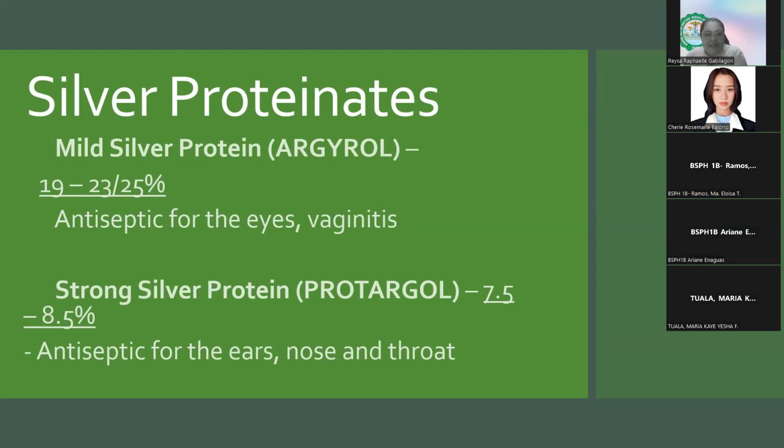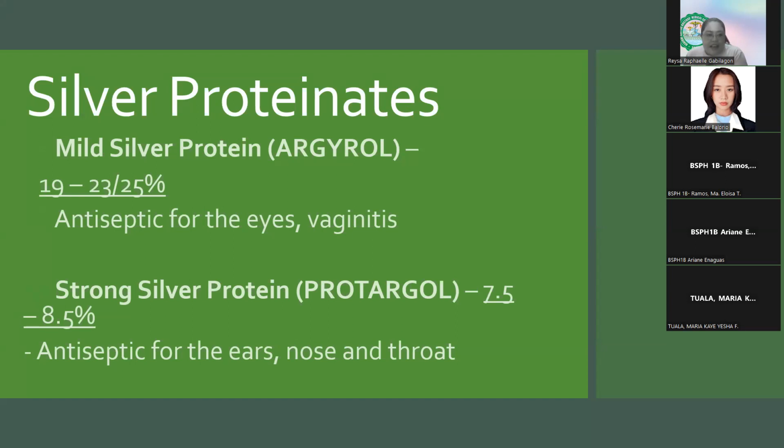So we have here the mild silver protein. The mild silver protein is called the argyrol. Yan yung concentration niya. It's between 19 to 23 or pwede ding 25%. This naman is antiseptic for the eyes. So, di ba, pag sinabing antiseptic, it's a substance that is able to kill or prevent the growth of microorganisms, so especially the eyes. And at the same time, this is used for vaginitis. Pag ang word class nag-end sa itis, usually refers to inflammation. So this time, it's inflammation of the vagina, and it's maybe due to microbial infection.